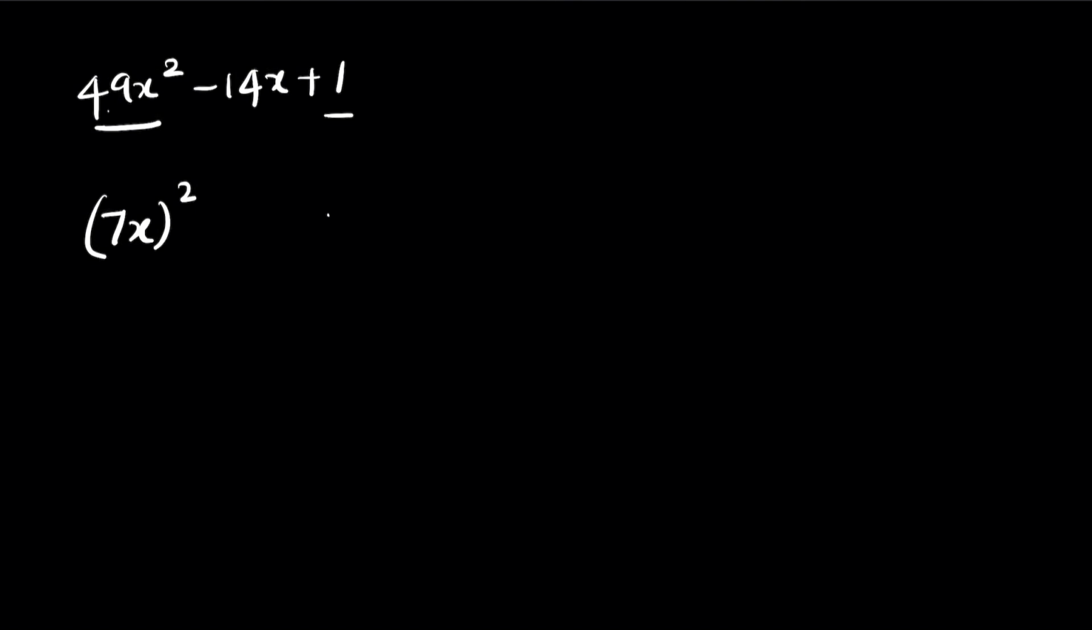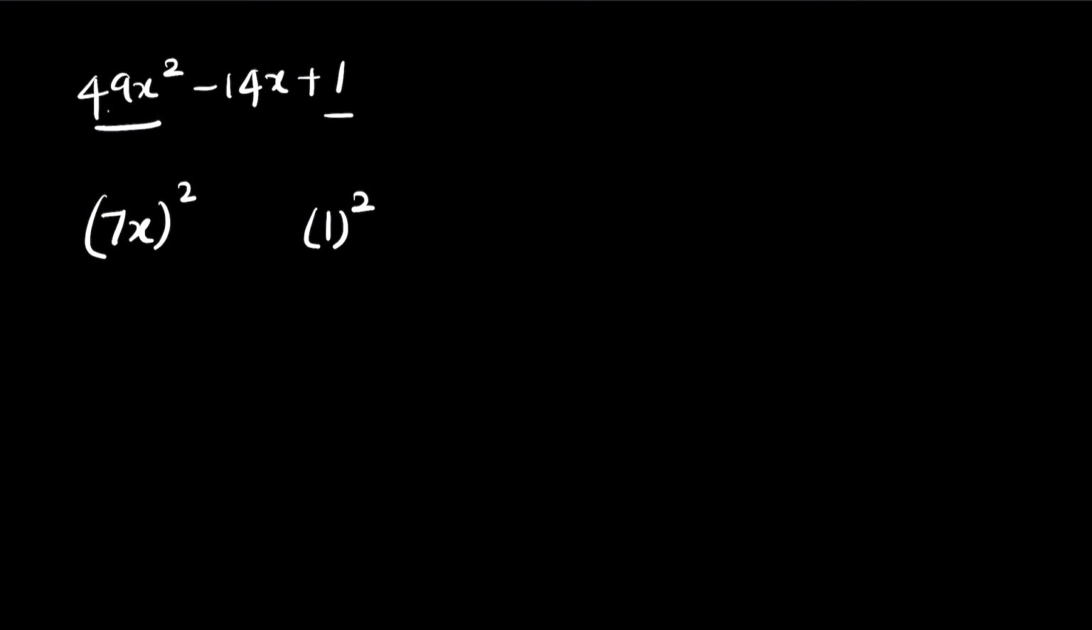So let's say I have 49x square minus 14x plus 1. Again, the first rule is to check whether the first term and the last term are perfect squares or not. We know that 49x square can be written as 7x whole square, because 7 square is 49 and x square is x square. And 1 can also be written as 1 square.